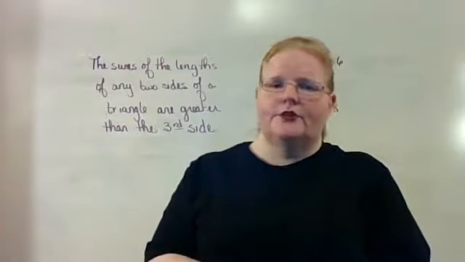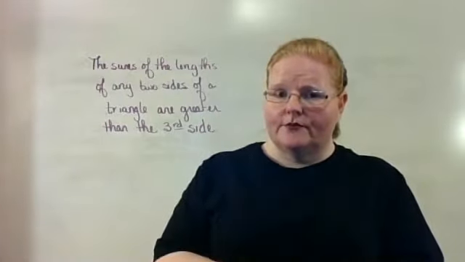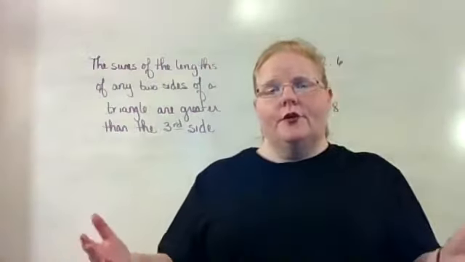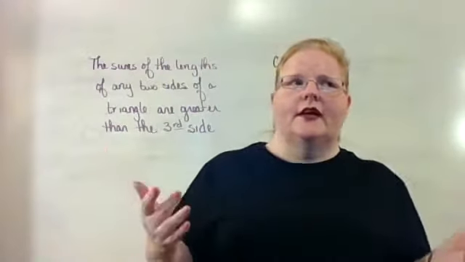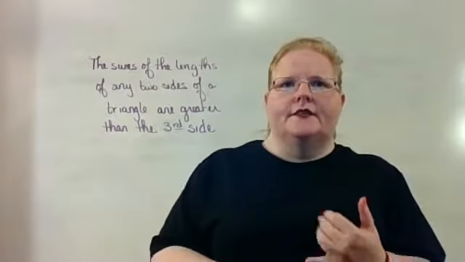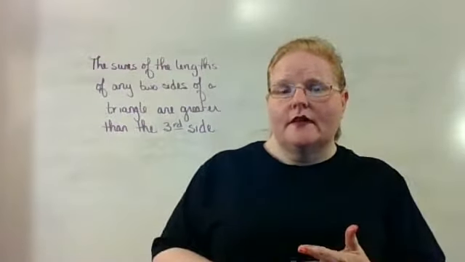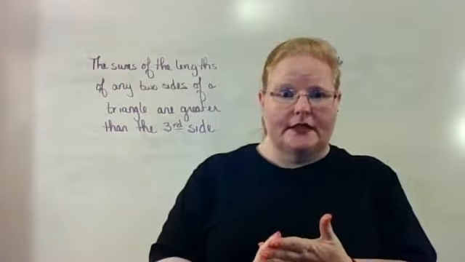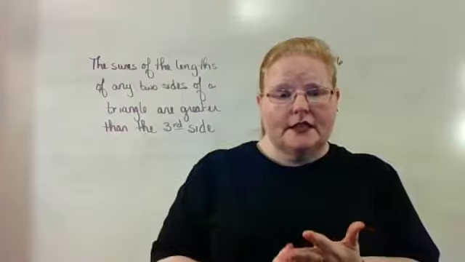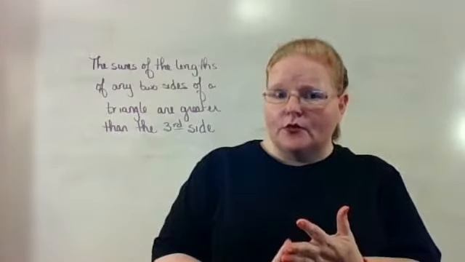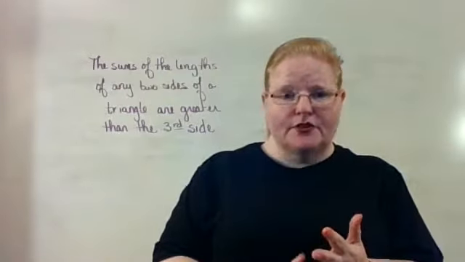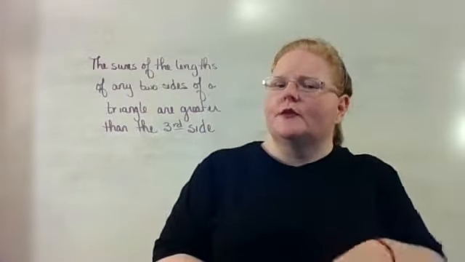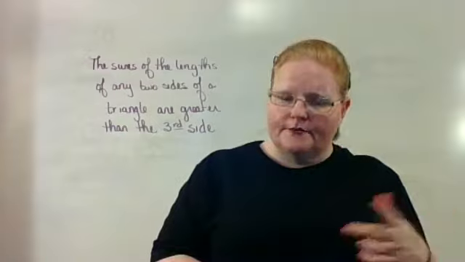And it doesn't matter which two sides of the triangle you're talking about. The other two sides would also have to be less than. So if we had a triangle that had sides 4, 5, and 6, that would work, because 4 plus 5 is 9, 9 is more than 6. 5 plus 6 is 11, 11 is more than 4. 6 plus 4 is 10, 10 is more than 5. It's just got to be more than the third side.